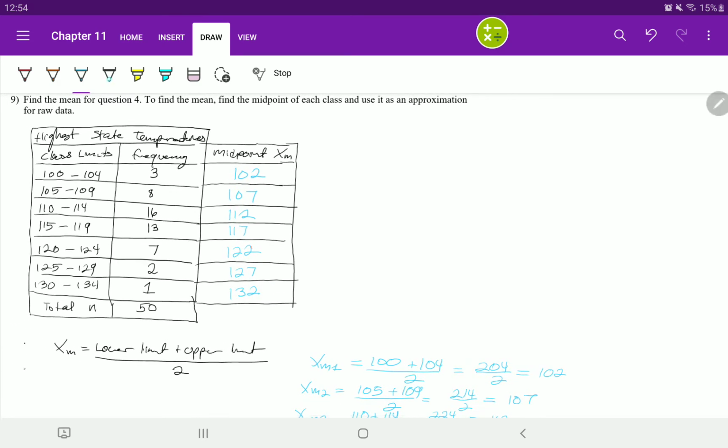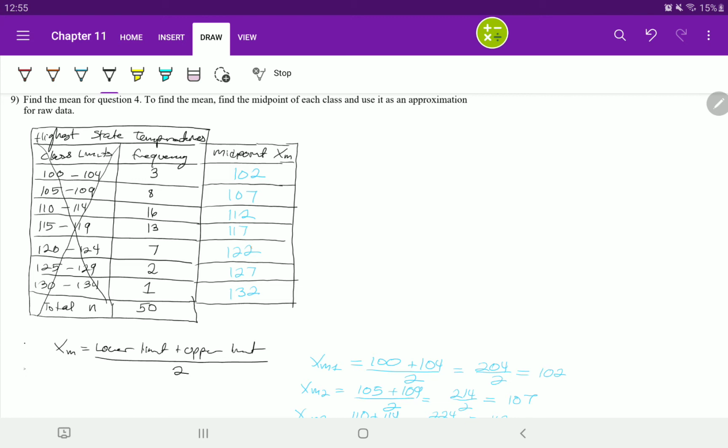Now, we're not done yet, because we're now using the midpoints for our values. So we're no longer looking at the limits. The limits are no longer of any concern as of right now. The frequency lets me know how many of those midpoints I have. In this case, I have 3 midpoints of 102. I have 8 midpoints of 107. I have 16 midpoints of 112.